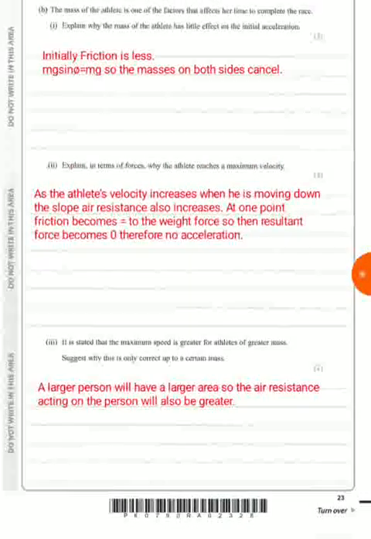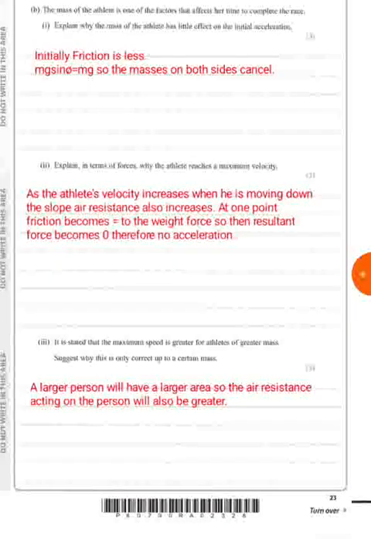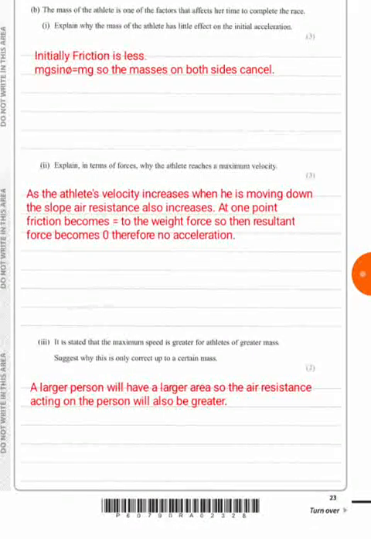Then, part B. The mass of the athlete is one of the factors that affects her time to complete the race. Roman numeral 1. Explain why the mass of the athlete has little effect on the initial acceleration. Initially, friction is less, so mg sine theta equals mg, so the masses on both sides cancel. Therefore, it has little effect.